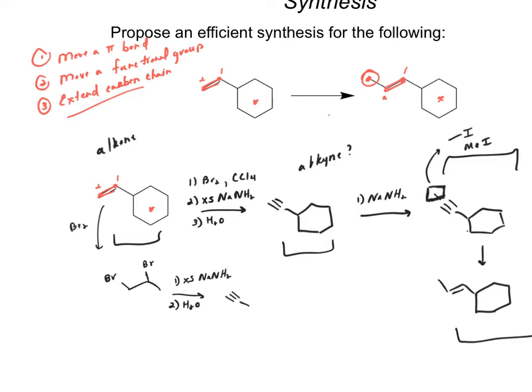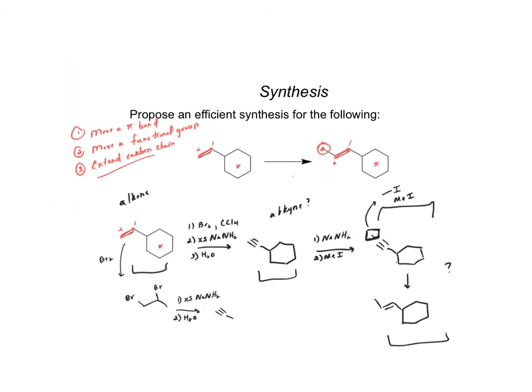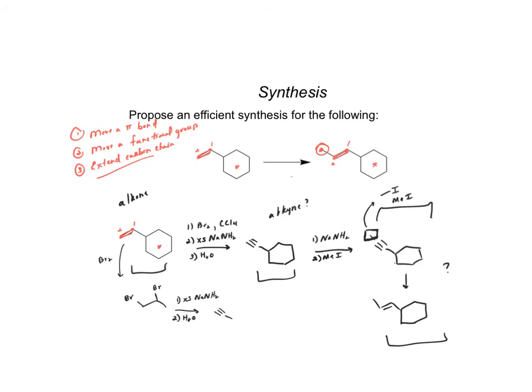So the first step in this is going to deprotonate this guy. It's then going to attack our methyl iodide, number 2 is methyl iodide, and we will end up with our new extended carbon chain, right? So this would be the product of that reaction.